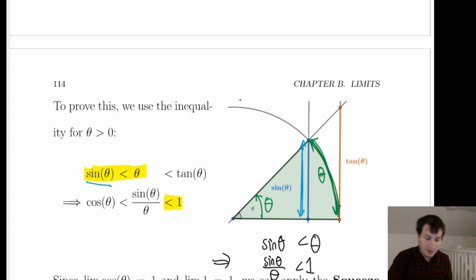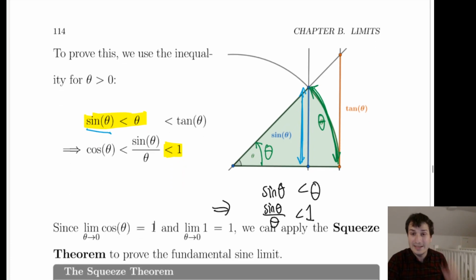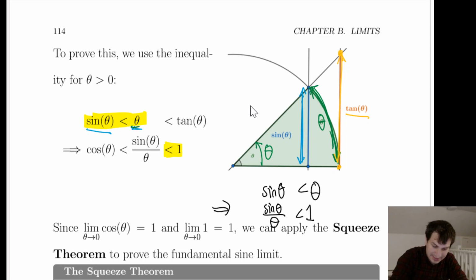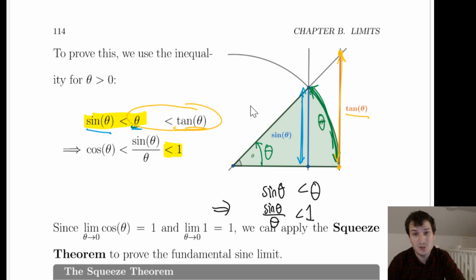On the other hand, you can also draw, in the unit circle, the tangent of theta. And the tangent of theta is this line that goes like this. It's a vertical line that starts at x equals 1, so tangent to the circle, and it goes up until where it hits the ray coming off at angle theta. And you can see from the picture that theta, the green part, is less than the tangent of theta. So you can see that visually from the geometry picture.